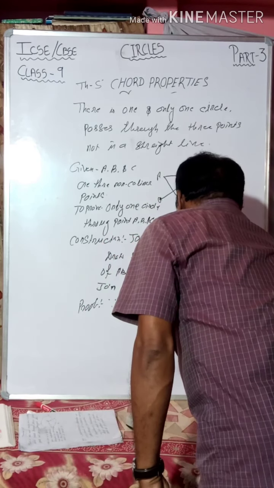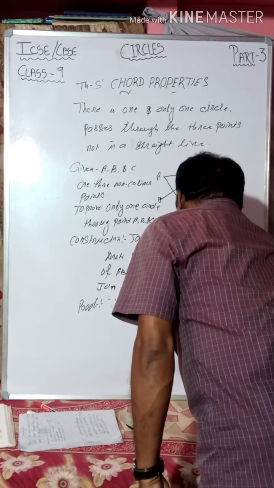So R is 4 whole 1 upon 6 centimeter. This is the radius, which is equal to OC or OD. This is the radius of the circle, 4 whole 1 upon 6. So this is the small question.